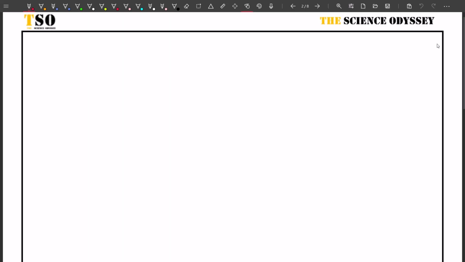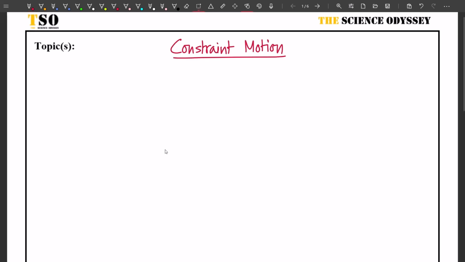Hello everyone. In this lecture, we are going to learn the concept of constraint motion and then we are going to solve a few problems related to the concept. So let's get started. Today we are going to discuss constraint motion.